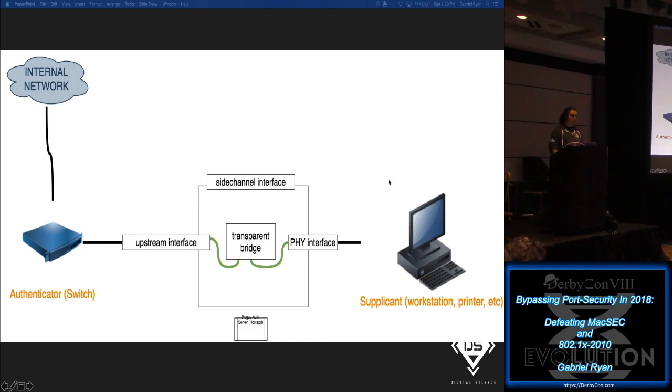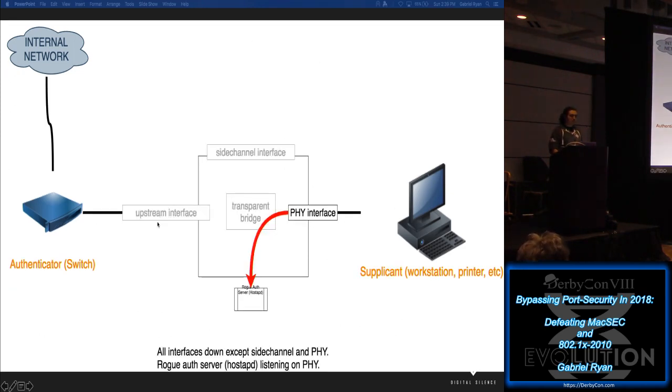We instead start out with our classic 802.1x 2004 bypass, but if we want to actually get credentials as well, we can just bring the upstream interface down, the transparent bridge down, and then start hostapd on our PHY interface, and then at that point, capture our 802.1x credentials that way.